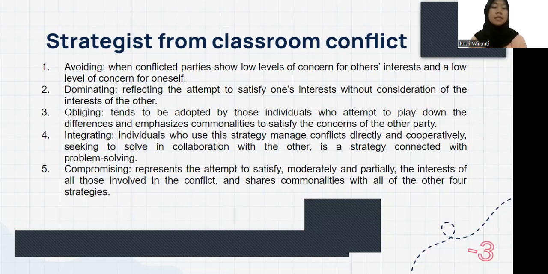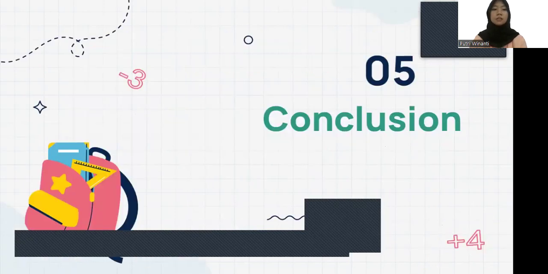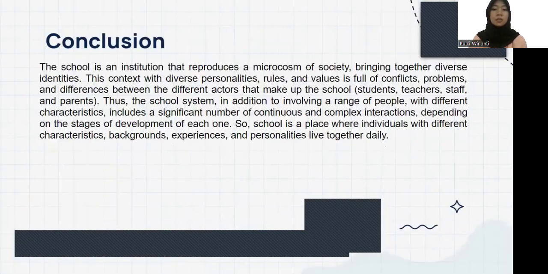Another strategy is compromising. It represents the attempt to satisfy moderately and partially the interests of all those involved in a conflict and shares commonalities with all of the other four strategies. Compromising is an intermediate strategy on assertiveness and cooperation, which implies a compromise in the search for an acceptable intermediate position for everyone involved in the conflict. Okay, the next one is the conclusion.